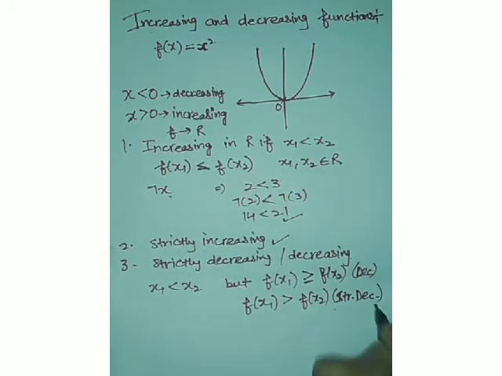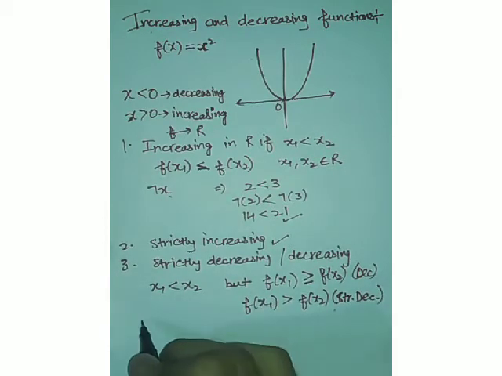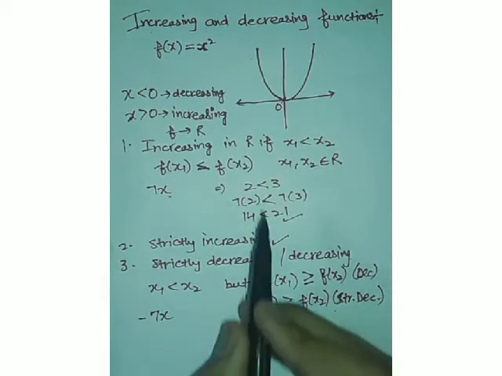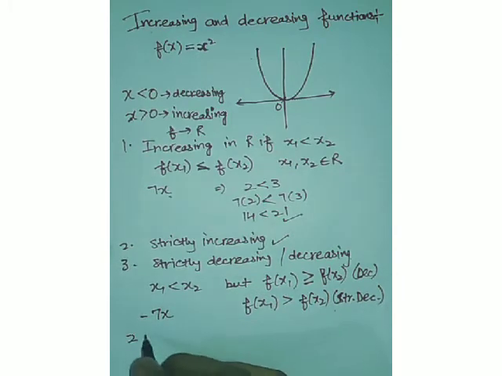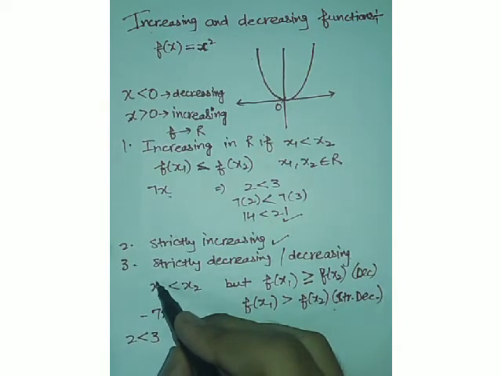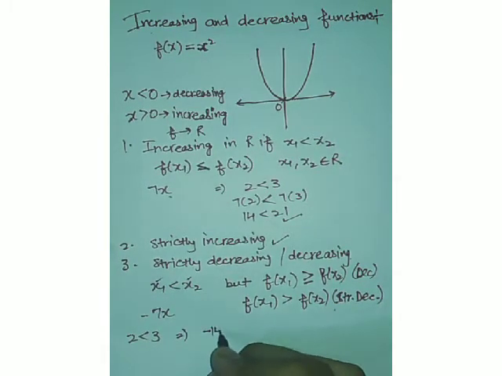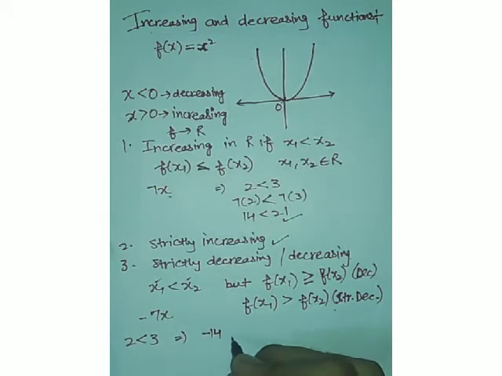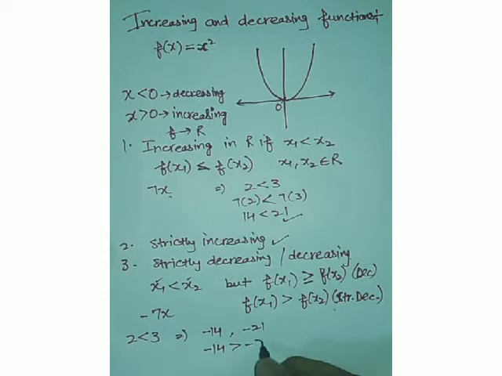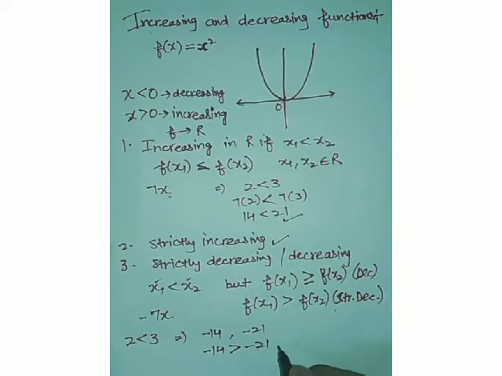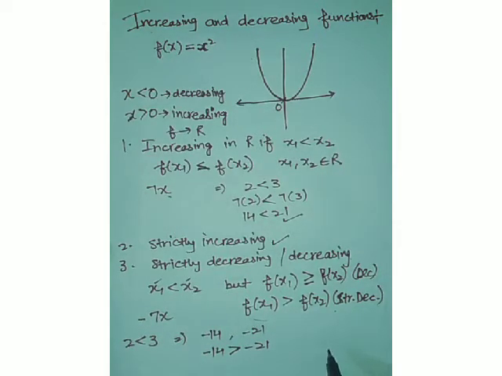Now let's again suppose a function, let it be minus 7x. Again consider 2 and 3. Now 2 is less than 3. The first condition is satisfied that x1 is less than x2. Now fill it in the function. What will you get? Minus 14 and minus 21, and minus 14 is greater than minus 21. So this function is a strictly decreasing function because f of x1 comes out to be greater than f of x2.